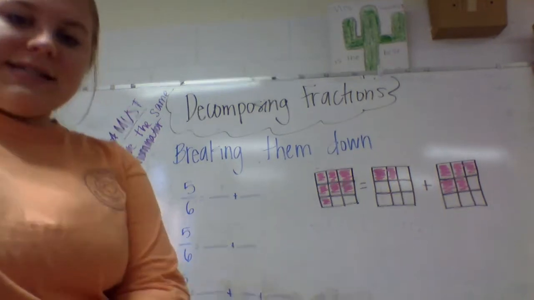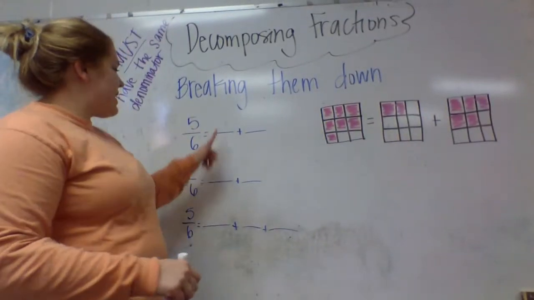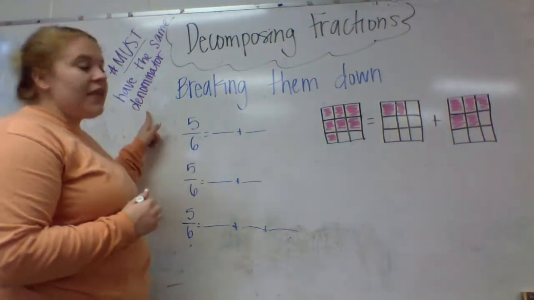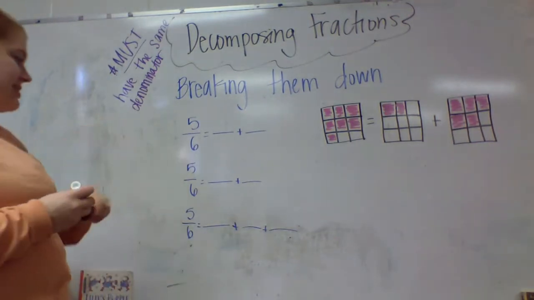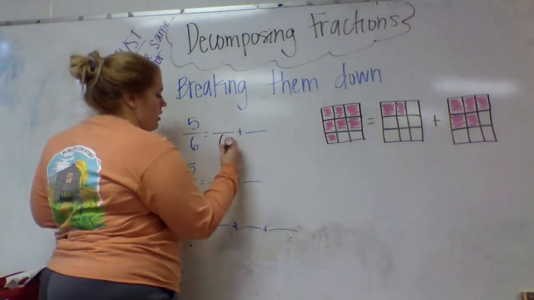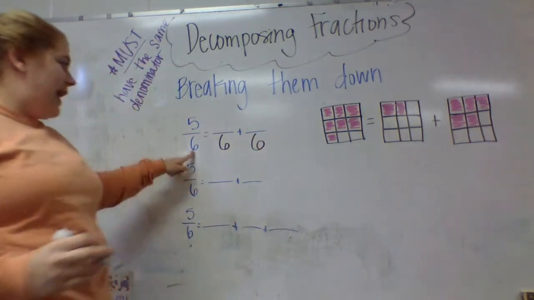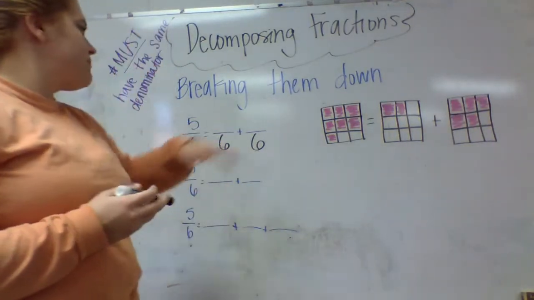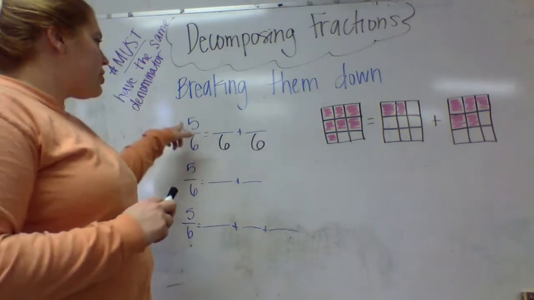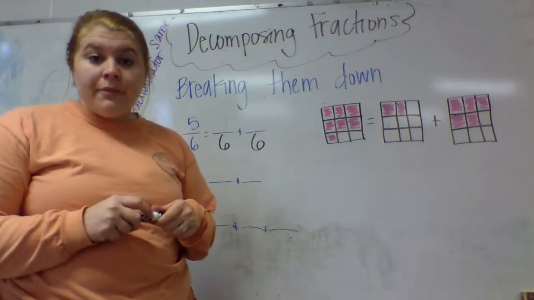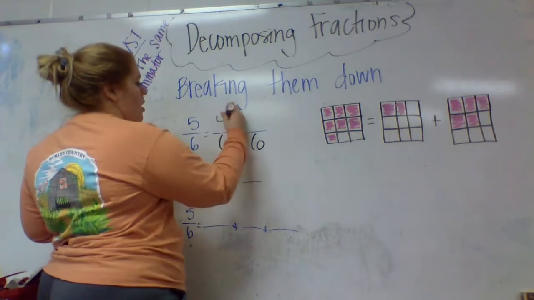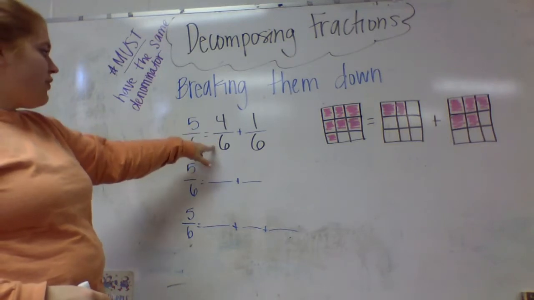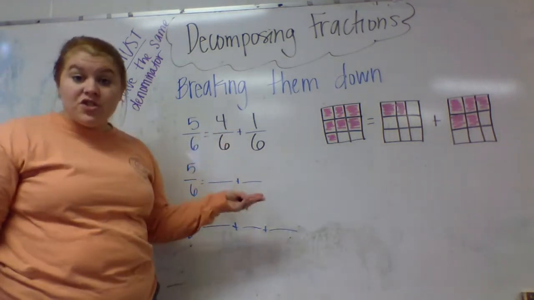If I have 5/6, what I'm trying to figure out is how many different ways I can add things up to give me 5/6. One thing that's super important when you decompose fractions is that they have to have the same denominator. So in order to get 5/6, I'm going to have to add two different sixths, two different amounts. Don't overthink it. What are two things you can add together to get 5? Can you add 4 and 1? Because if so, then 5/6 equals 4/6 plus 1/6. You've just decomposed that fraction.